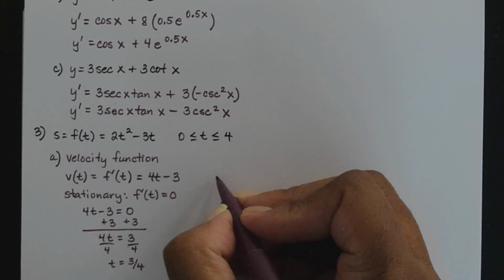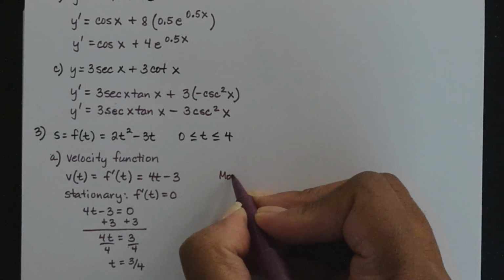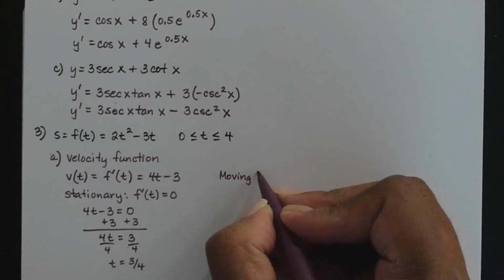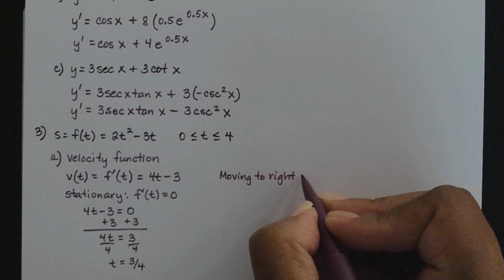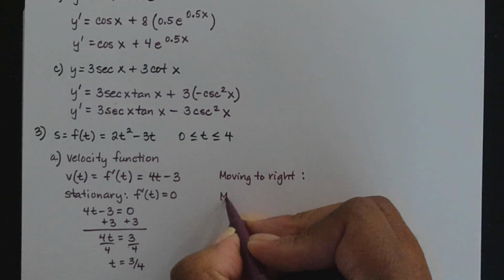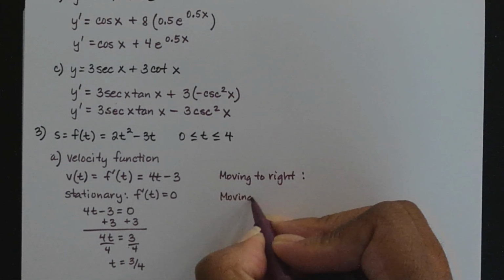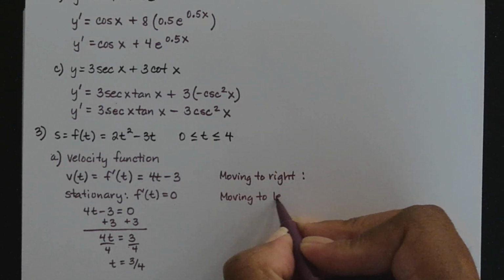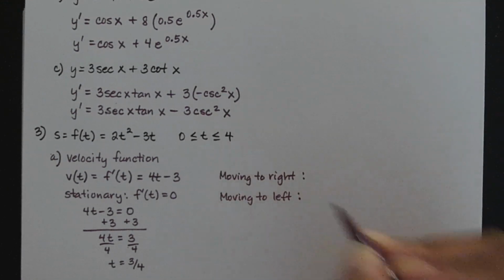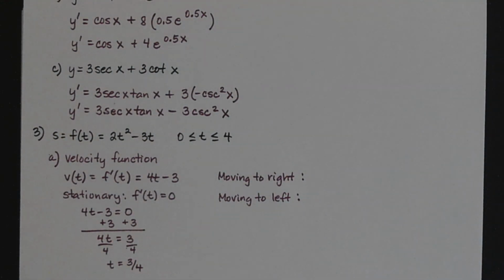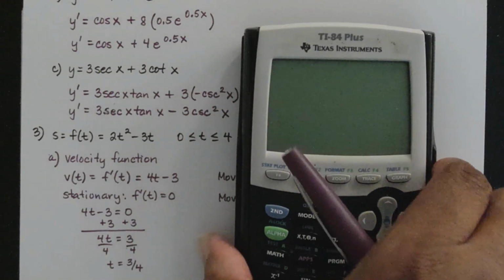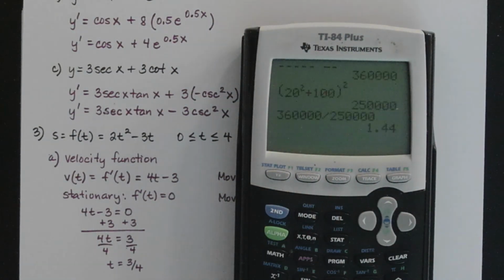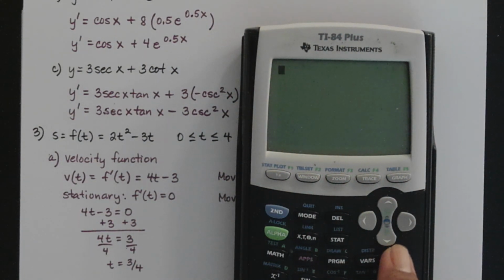And then they ask the interval where it's moving to the right and also moving to the left. And what I would do here is put this velocity function in our calculator, and that would give us an idea of where it's moving.